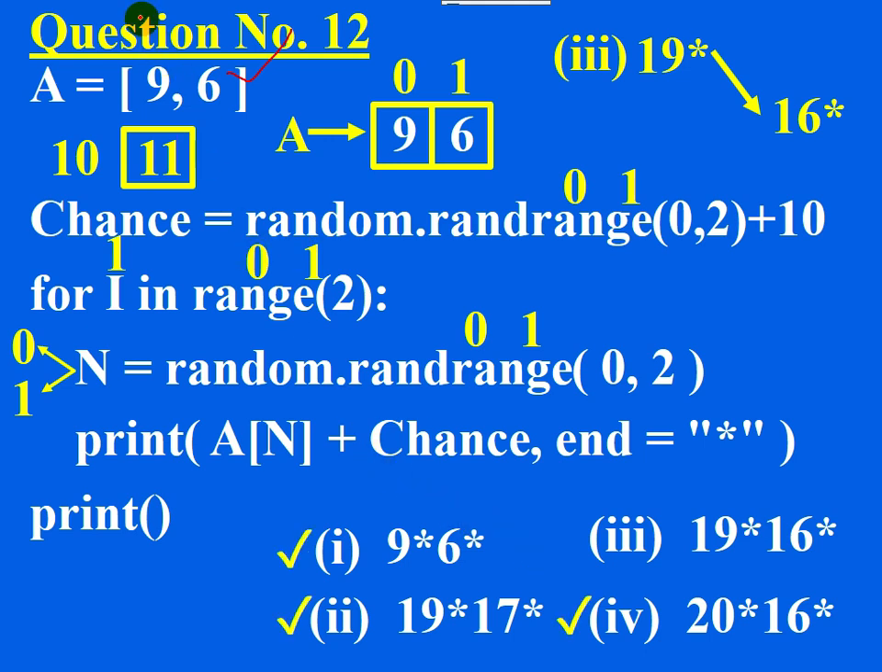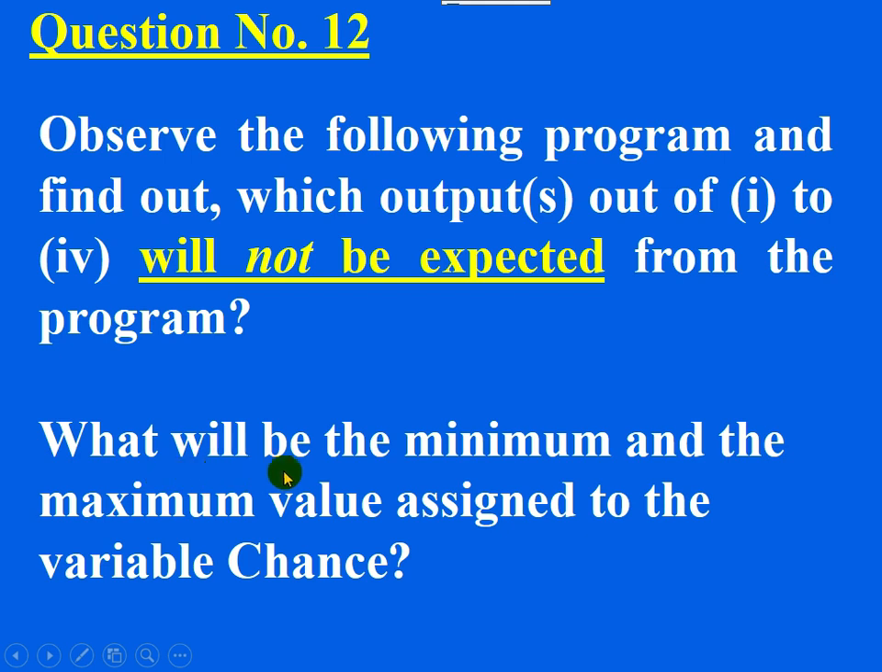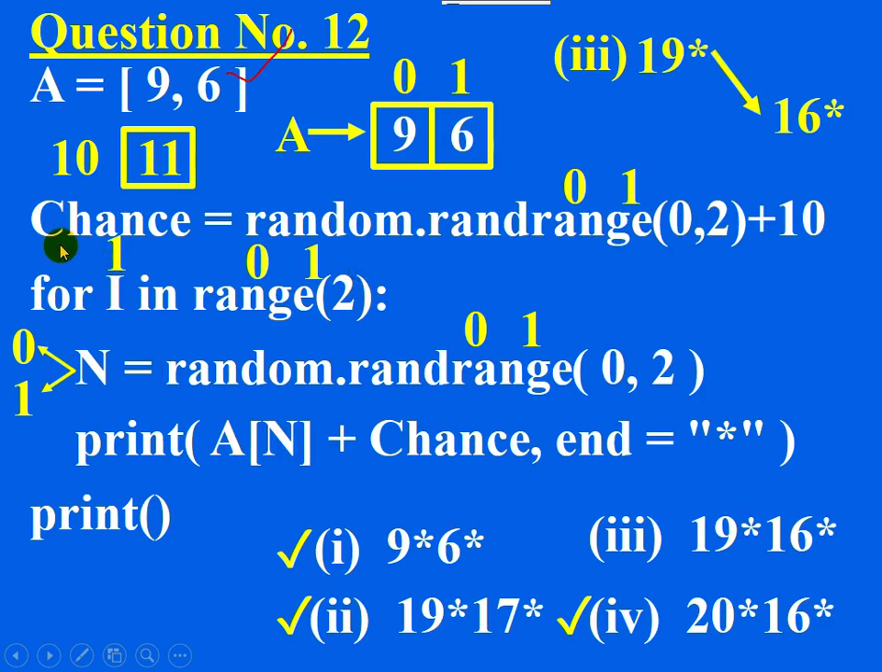Now there is a second part of the question. You can see there is a second part of the question. What maximum and minimum value is assigned to the variable chance? So when you go through the program, you can see that for variable chance, the minimum value is 10 and the maximum value is 11.